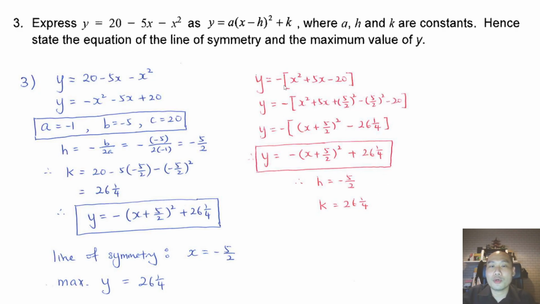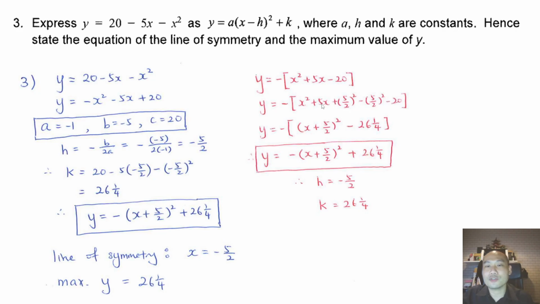So here, what we do is we identify that a is actually negative 1, so I'm going to take out negative 1 as the common factor, so that I have a positive x squared over here, right? So this is what I do. I take out negative 1 as a common factor. After that, I complete the square by introducing 5 over 2 squared to it, right? So I add 5 over 2 squared and subtract 5 over 2 squared.